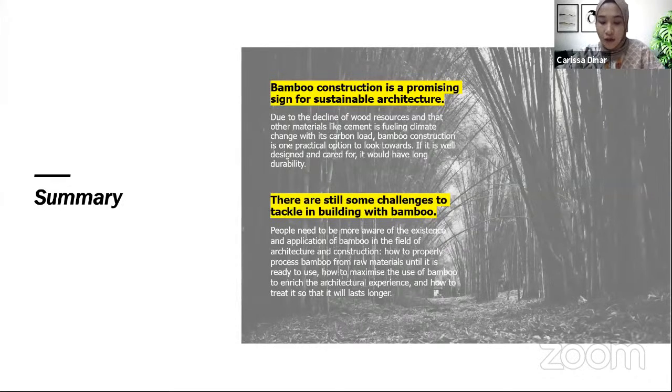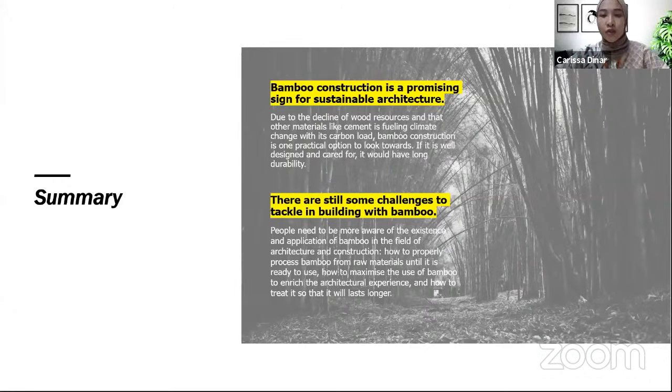Due to the decline of wood resources and that other materials like cement are fueling climate change with their carbon load, bamboo construction is one practical option to look forward to. Let alone its various potentials that are good elements of strength, fast-growing, low energy, aesthetically appealing, and materials protecting the Earth's ecosystem, including economic improvement, in which modern building materials are relatively less affordable. If it is well designed and cared for, it would also have long durability.